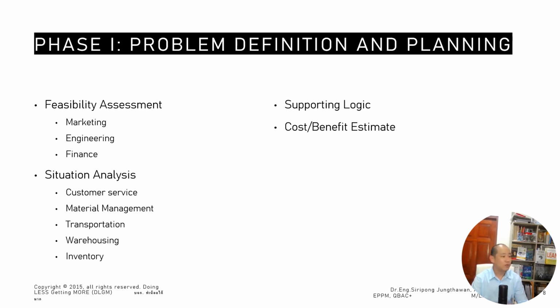So you have to know that feasibility assessment has 3 parts. The first part is marketing. When you start the business, you have to know what product your customer wants, how many the customer wants to buy, and the kind and type of product the customer wants to buy. And then you think about how you produce or transform your raw material into your finished good.